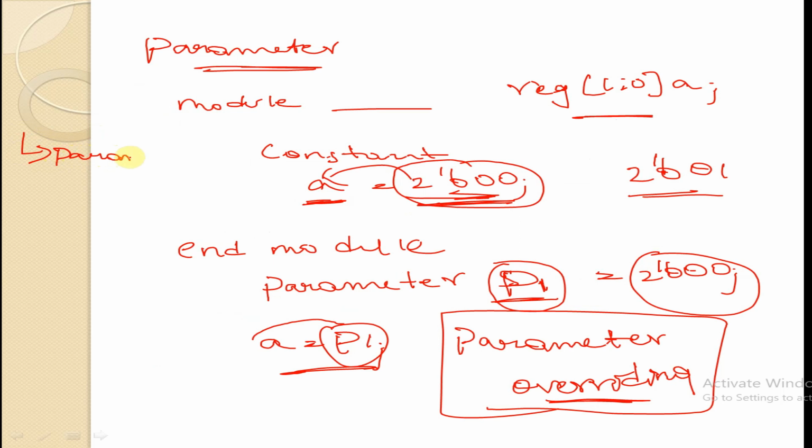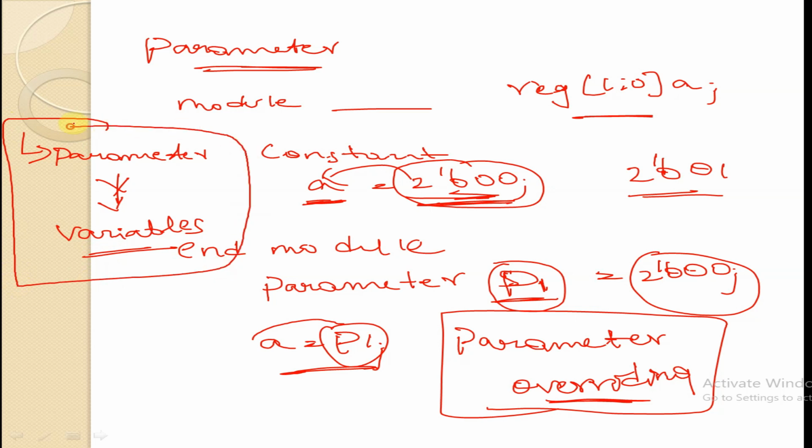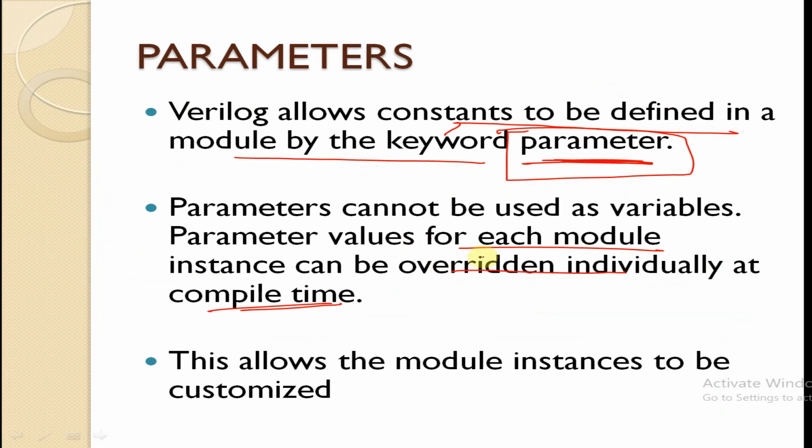A parameter cannot be used with variables. It should not be a variable. So parameters should be used with constants only. For example, if reg [1:0] a is a variable we have declared, then we cannot assign a parameter like that. We can only assign a parameter as a constant. Suppose parameter p1, we should assign the value of p1 to a constant. Like this, we have to use our parameters, and parameters can be overridden.